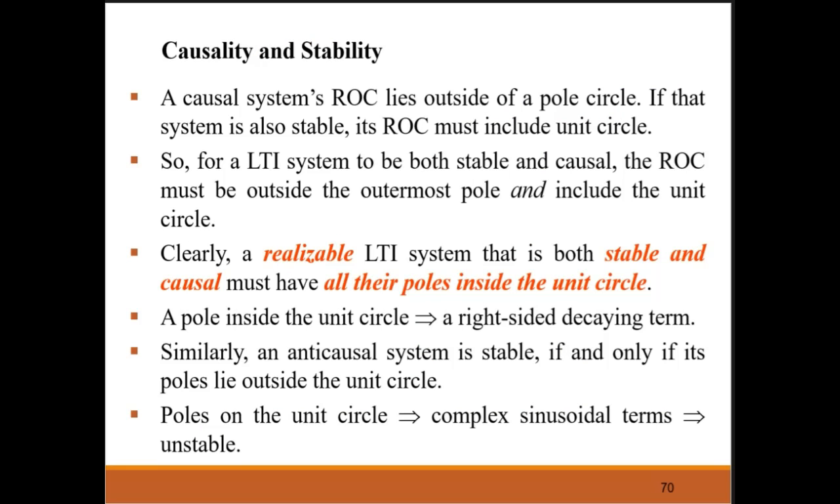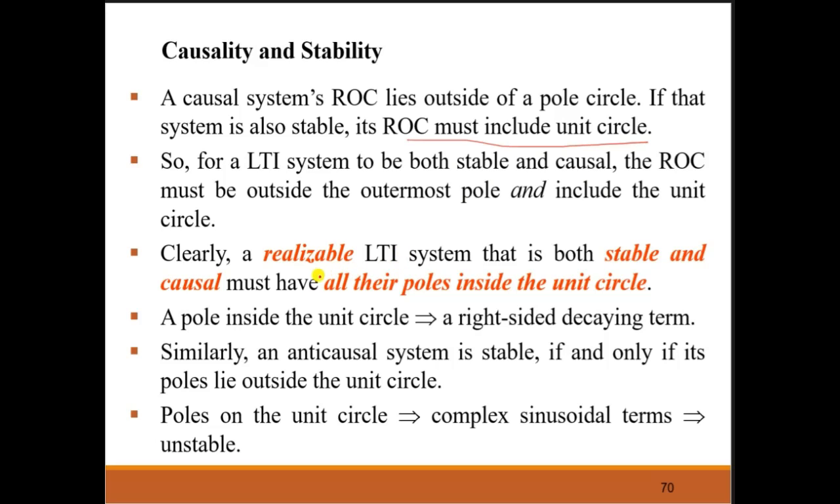Now, causality and stability. A causal system's ROC lies outside of a pole circle. If that system is also stable, the ROC must include the unit circle. Berapa kali nak ulang ni? Alright, so for an LTI system to be both stable and causal, the ROC must be outside the outermost pole and include the unit circle. Yang macam kita dah tengok tadi lah.